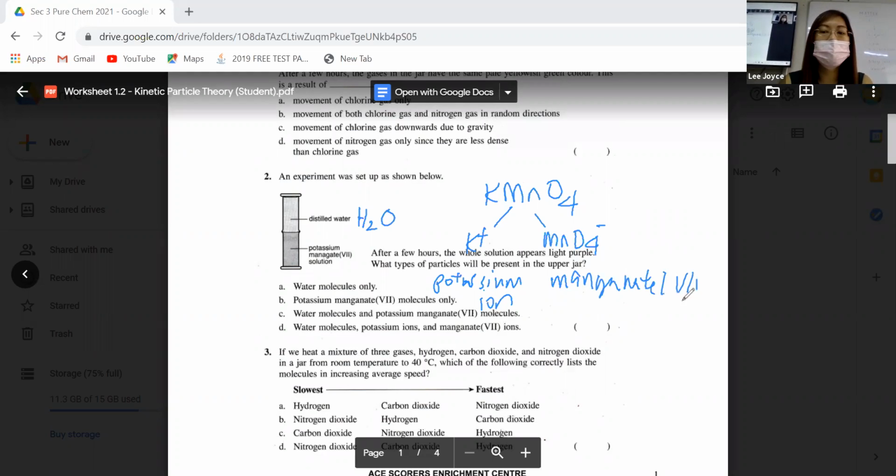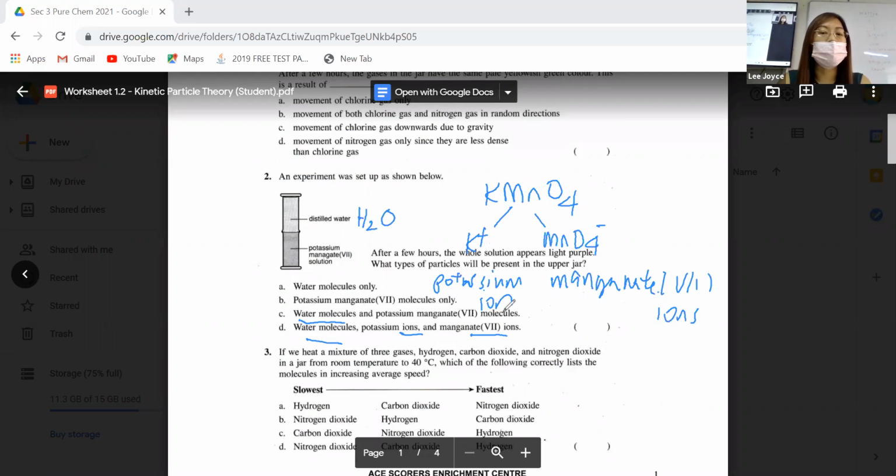Right, manganate 7 ions. All right, so which is why when you put all this as a mixture, it will not only have the water molecules, it will also have the potassium ions and the manganate 7 ions.